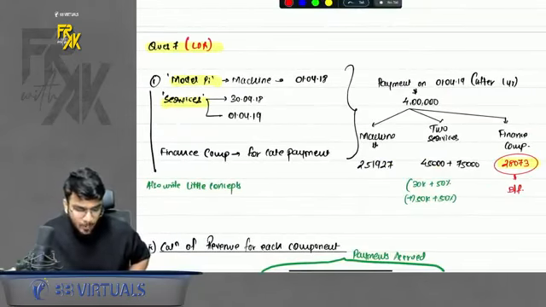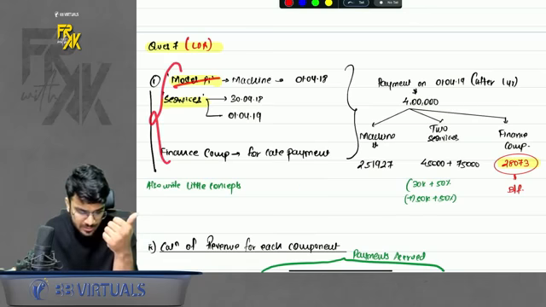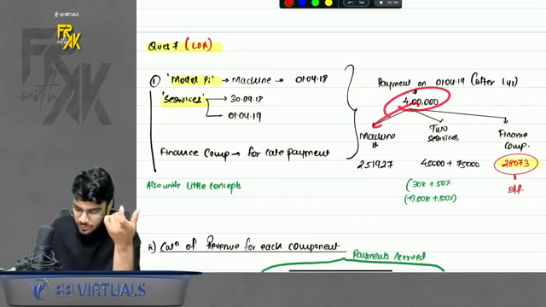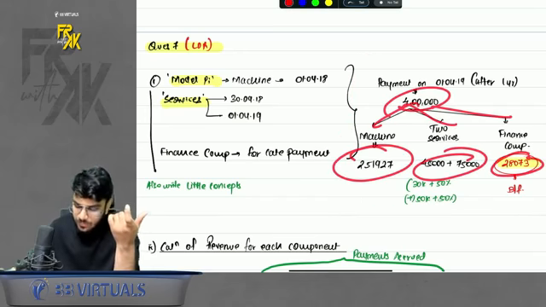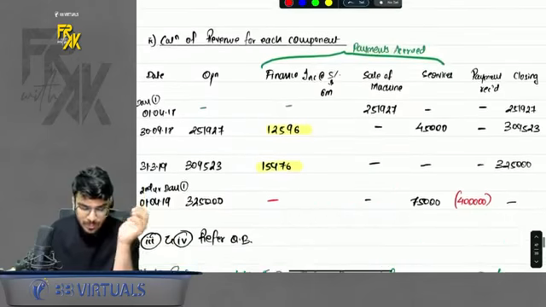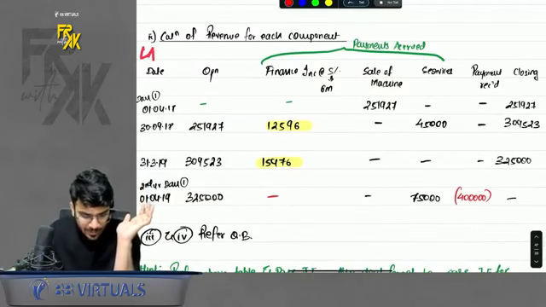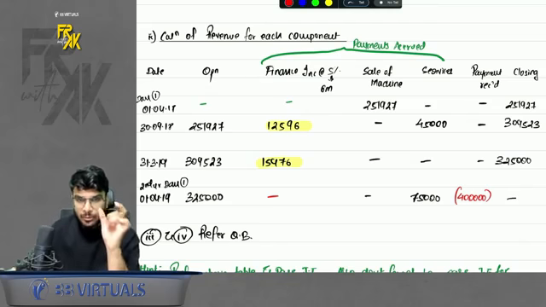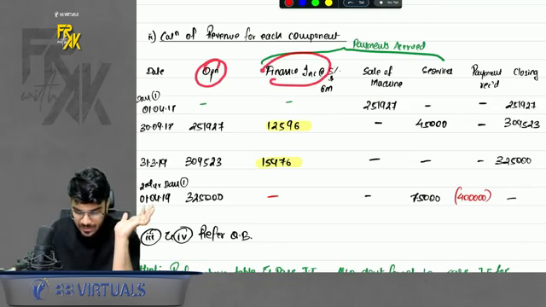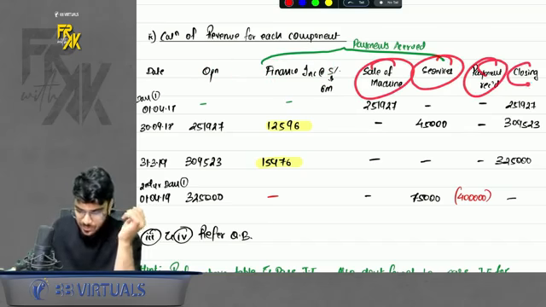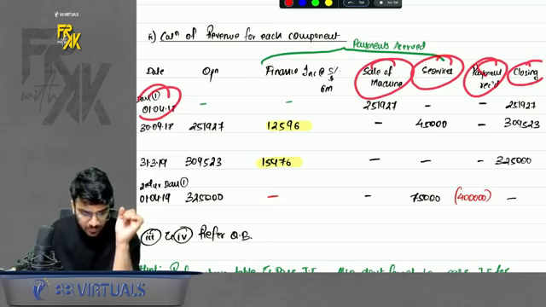First, how many components do we have? We have 3 components: machine, services and finance component. Next, they want us to bifurcate the 4 lakhs between all the 3 components. We already did it, but they don't want us to do it like this. They want us to prepare a table. This table is similar to the LAT, loan amortization table, where we write opening, interest, repayment, closing. The only difference is here opening will come, finance income will come, and the other 2 components will also come. Then repayment, receipt, then closing. I will help you with this. For example, on the first date, there was no opening.